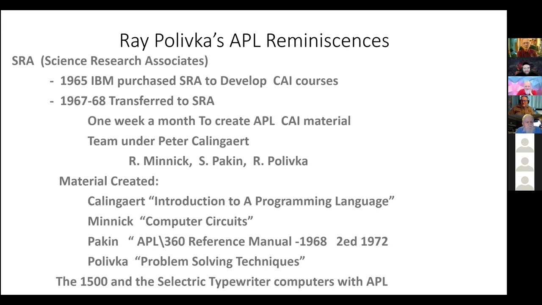Now, in addition to this, IBM in 1965 purchased SRA, Science Research Associates, and they were a publishing outfit that published textbooks and games and things for the school systems up to high school level. IBM purchased them in order to develop CAI courses, computer assisted instruction courses. They wanted to get hardware into it. Well, I got a phone call in 1967 saying, Ray, would you like to join SRA? They knew that I came from the Chicago area and that I knew APL, because we wanted to do all this CAI stuff in APL. Well, I said, no, I didn't want to.